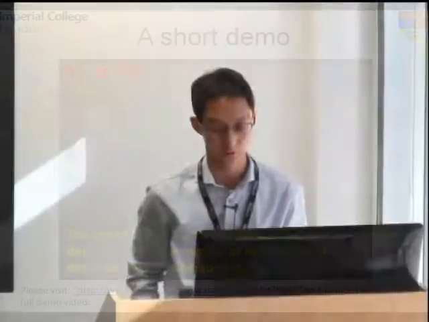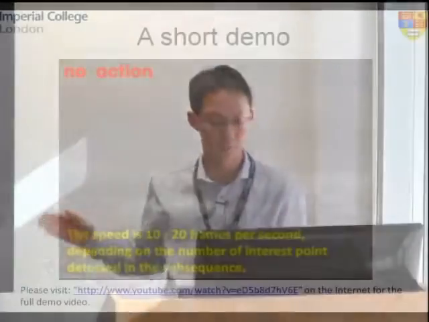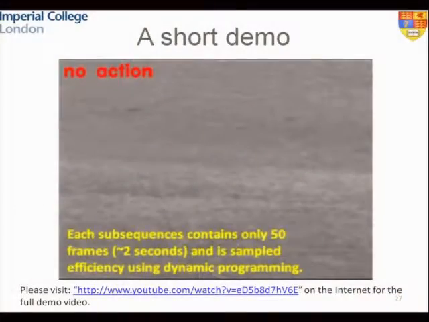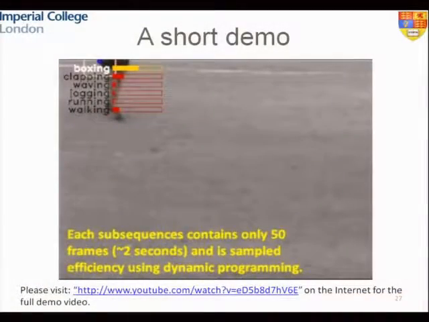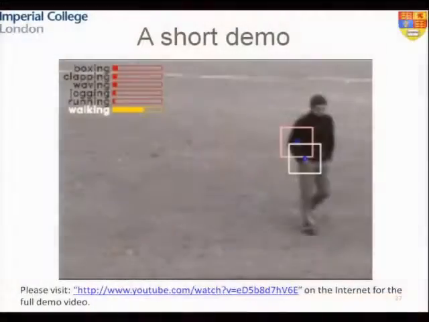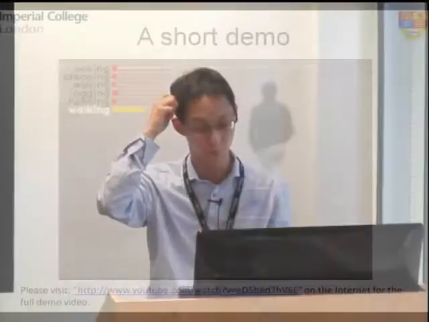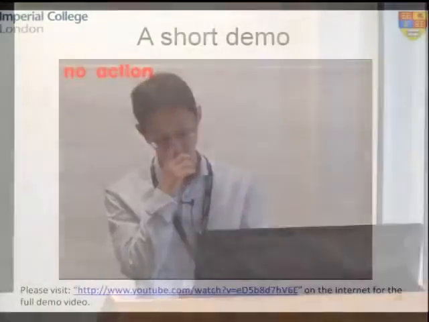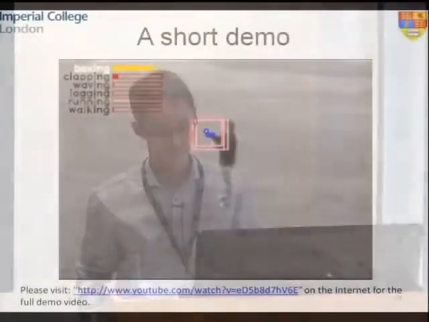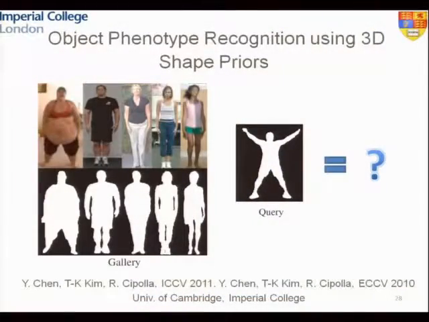Okay, a bit further demonstration of the work. Here, we are processing frames at about 10 to 20 frames per second, also classifying into one of 6 action categories. That yellow bar indicates the amount of confidence in the current recognition. So it's quite robust to camera viewpoint changes, and also some scale variations, which will be shown later.